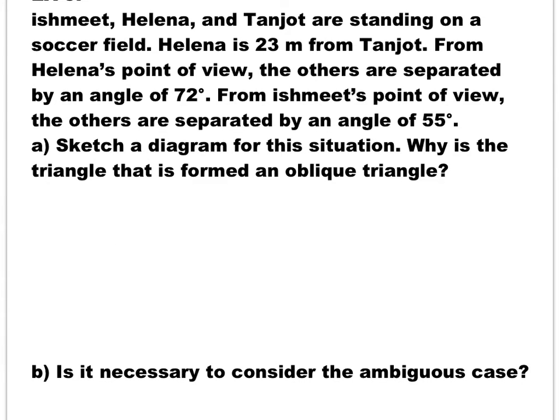In the next example, we have the case of Ishmeet, Helena, and Tanjot standing on a soccer field. So let's draw the case which is given here. Let's say Helena is here, which is represented with H. Ishmeet is here, which we represented with I, and Tanjot is here, which we represented with T. Now it says that Helena, H, is 23 meters from Tanjot, so this is 23.